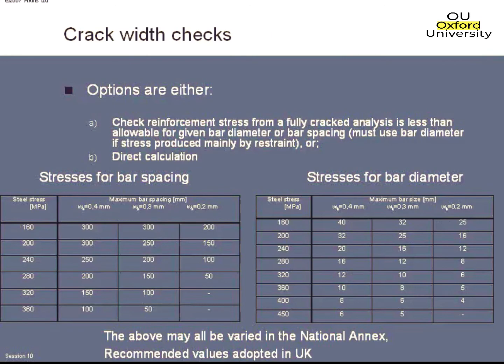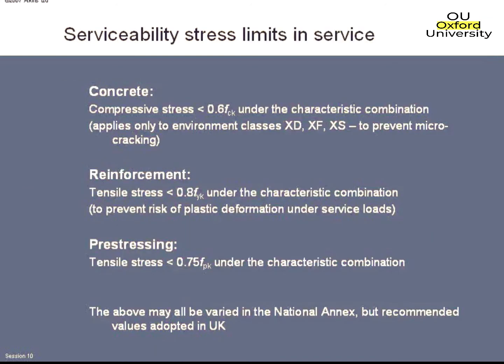And in terms of the reinforcement and the stresses that we can use, we just have exactly the same table that we used before. So if we've got a 0.2 millimeter crack width requirement, then our reinforcement has to be strained to different limits to what it would have been allowed to be strained to for a 0.3 millimeter crack width. And then finally, once in service, we've got the same limiting stresses for concrete and reinforcement that we have for reinforced concrete. So concrete compressive stress is less than 0.6 times fck, unless you haven't got either XD, XF or XS, in which case you don't have to check compressive stresses at all. Reinforcement needs to be limited to 0.8 times ultimate tensile strength, and pre-stressing has to be limited to 0.75 times ultimate tensile strength under the characteristic combination.